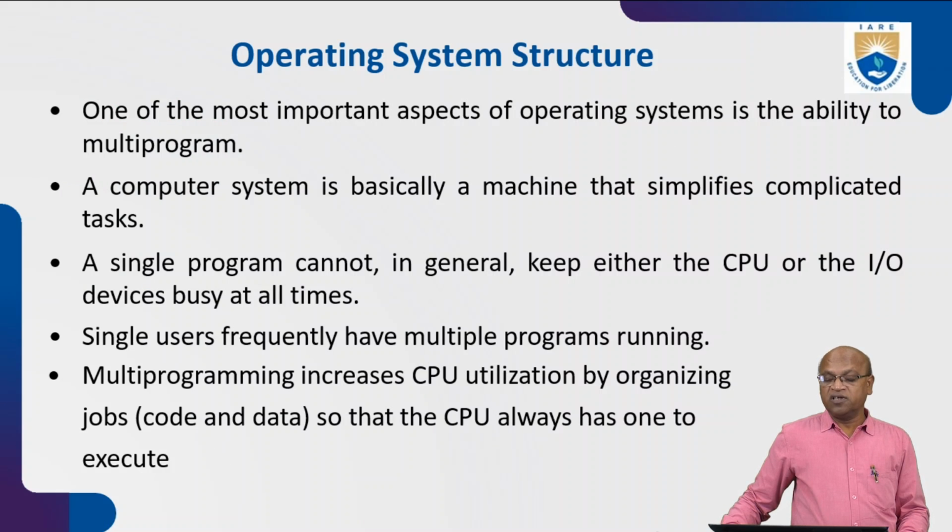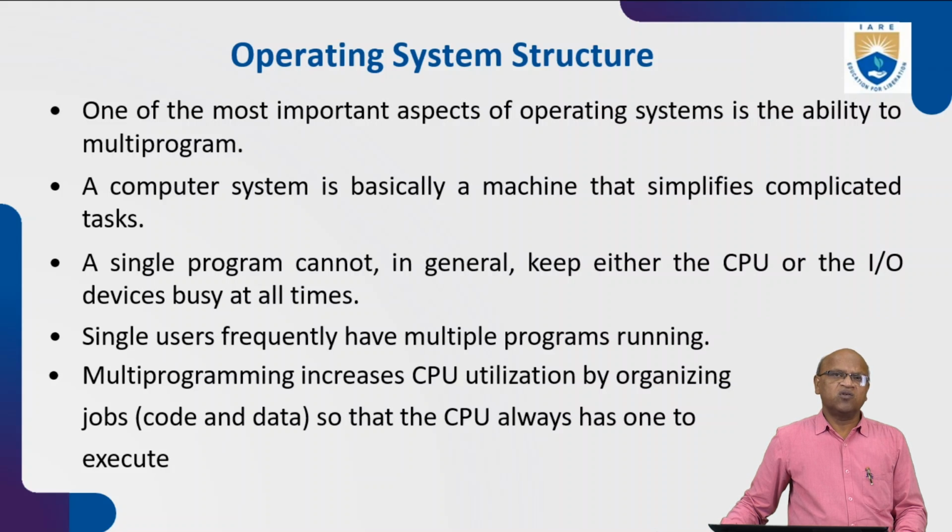One of the most important aspects of the operating system is the ability to multi-program. A computer system is basically a machine that simplifies complicated tasks. A single program cannot do that. In general, we want to keep either the CPU or the IO device busy at all times. So both cannot work at a time.